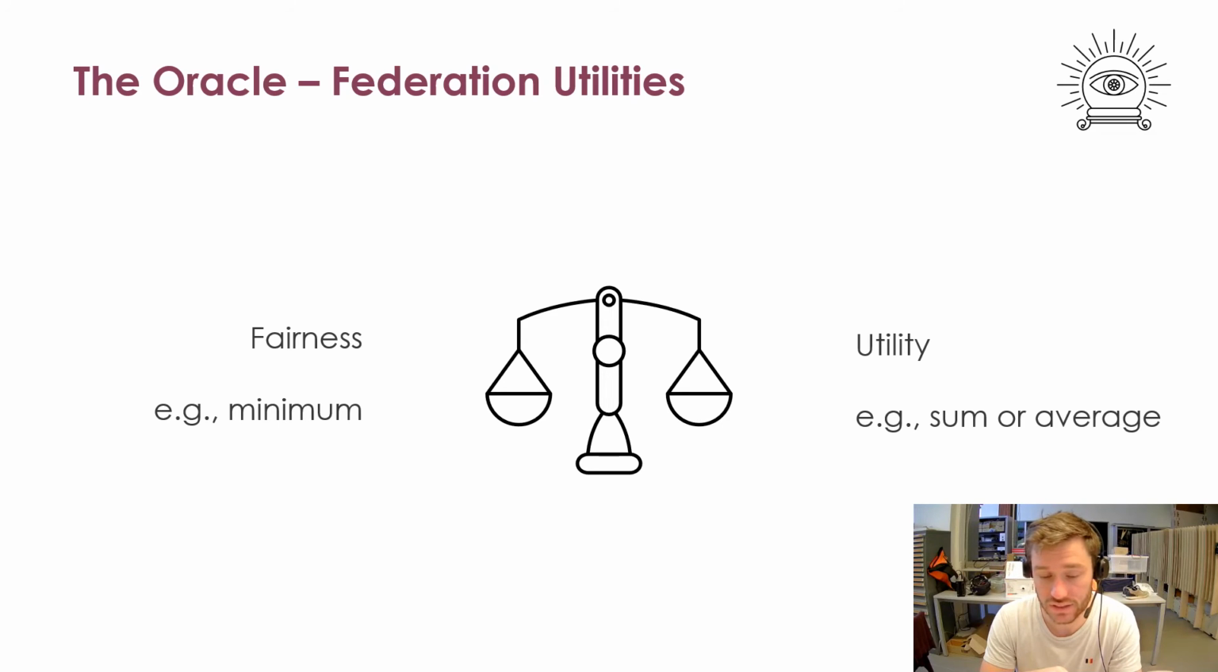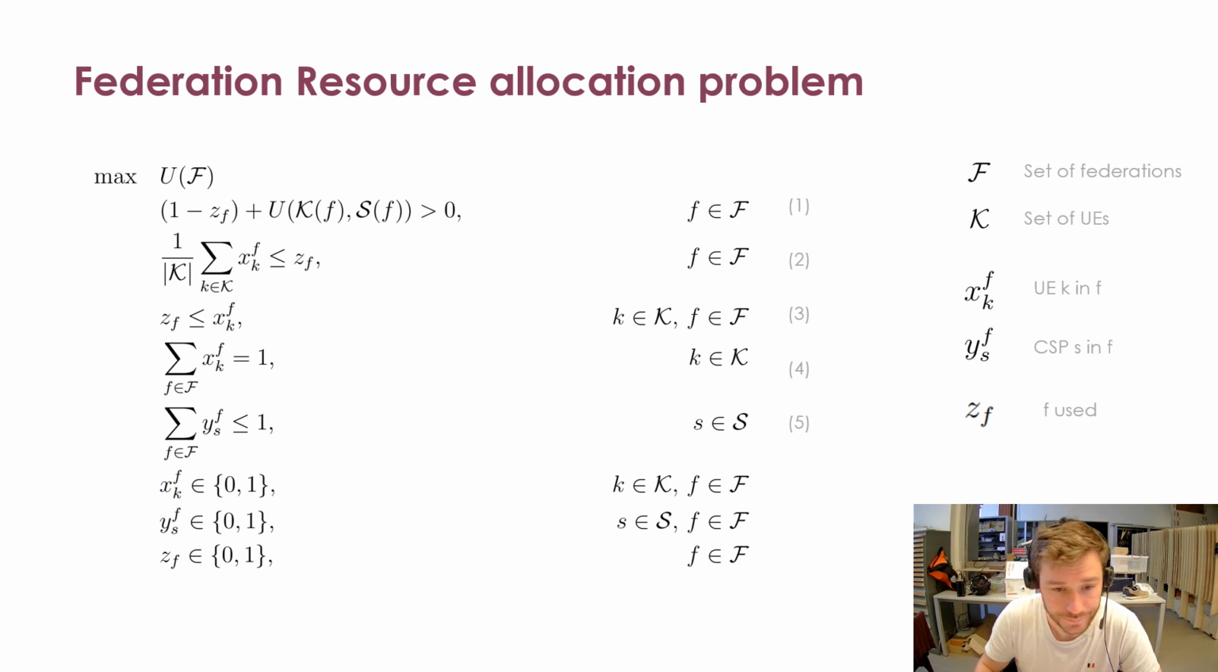That becomes the utility of the federation, so the minimum UE utility, or we can maximize the overall utility, where we just do a sum or an average over the UEs associated to that federation. We can formulate the federation resource allocation problem as follows. At the right side, you see the symbols and their explanation.